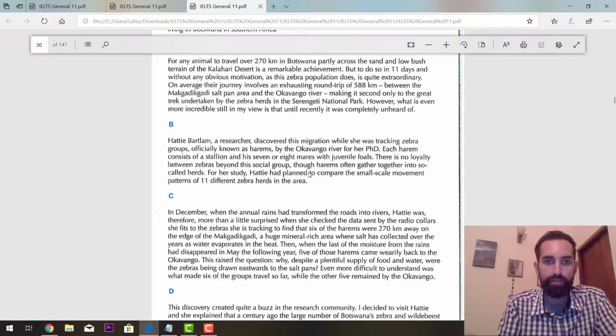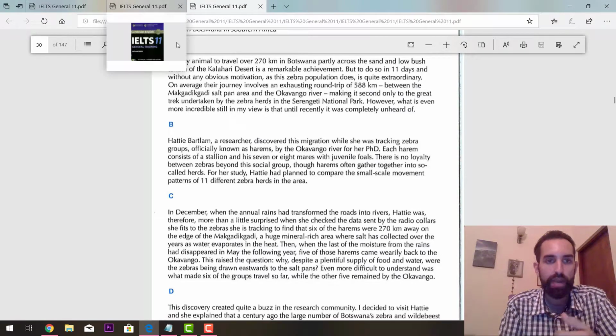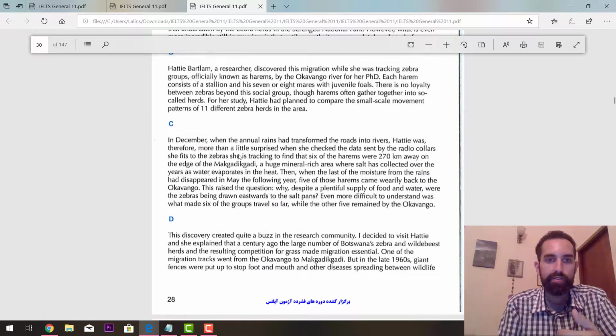Plan to compare the small-scale movement patterns of 11 different zebra herds in the area. And that's what the entire paragraph has been going on about, their movement patterns, because she's been tracking zebra groups, officially known as harems, for her PhD. Excellent. So we now have B. So C.